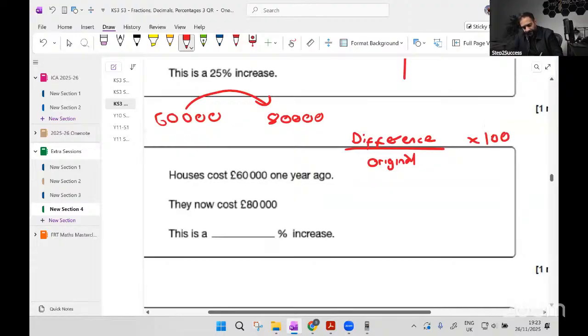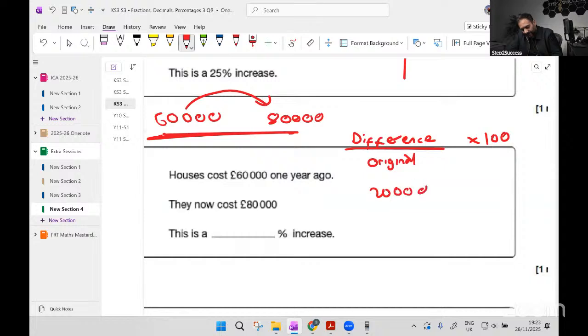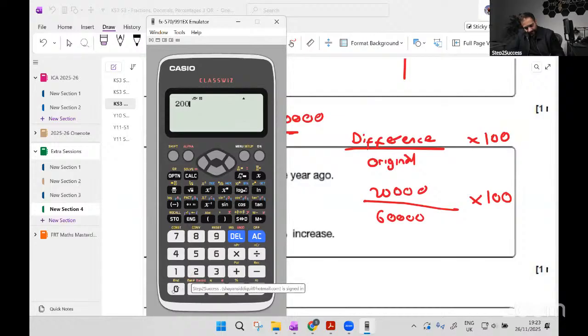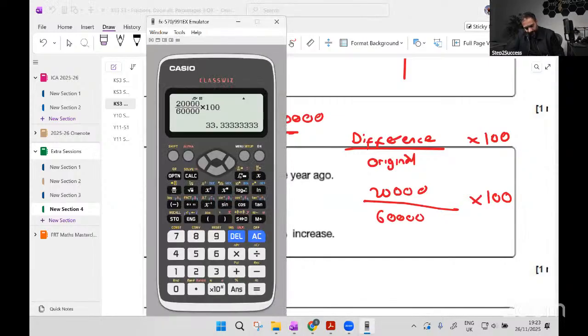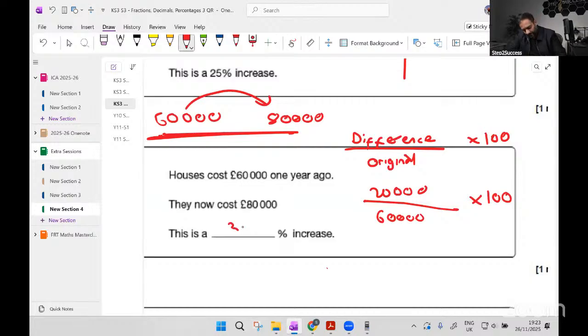So the difference between these two numbers, 80,000 and 60,000, is 20,000. Divide that by the original, what we started at, which is 60,000, and times by 100. And I think that's 33%, isn't it? 33.3% is what you want to write here. Okay, so that is a 33% increase.